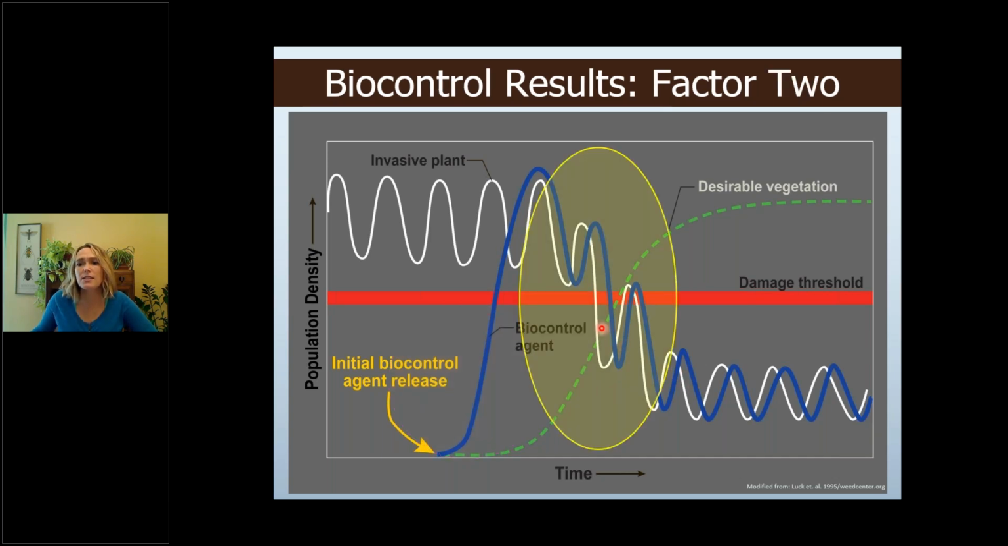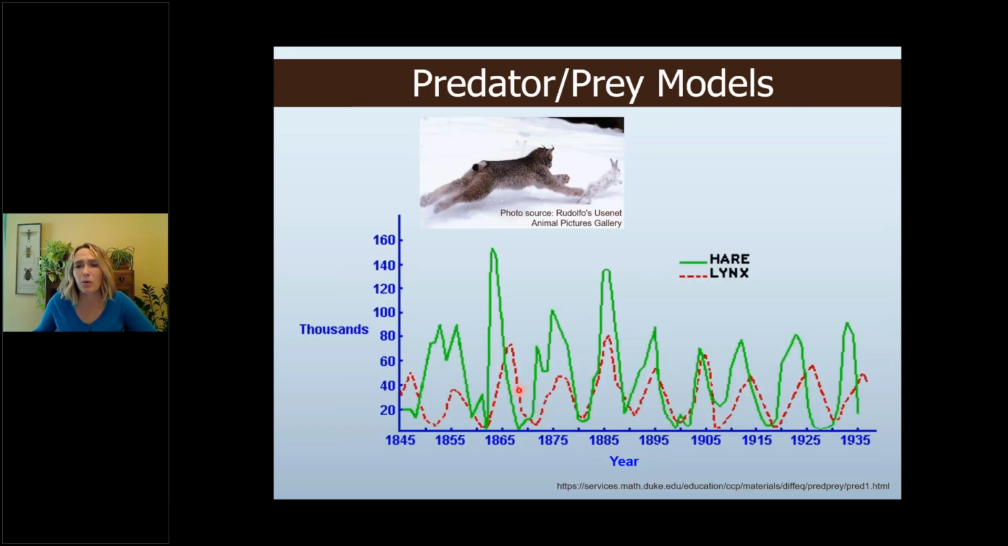The next factor to consider is this period in through here. So yes, it might take 5 years for the populations to build, but it looks like we just get this nice, neat dropping of our weed populations. But the period in through here can actually be really messy and kind of confusing about what's going on. And we really want to think about that in terms of our old predator-prey models we learned in biology classes.